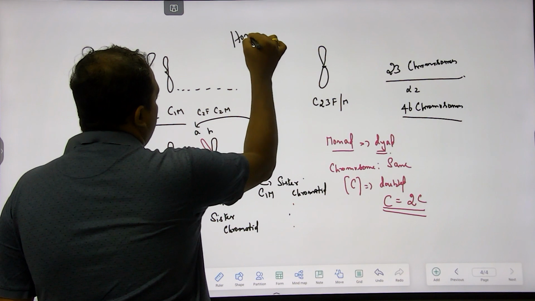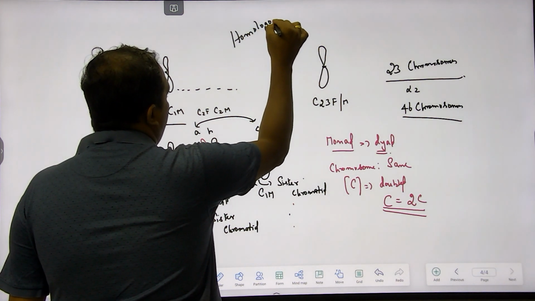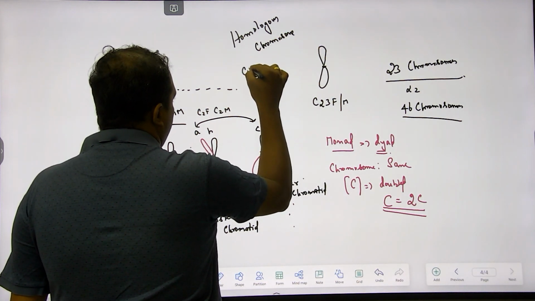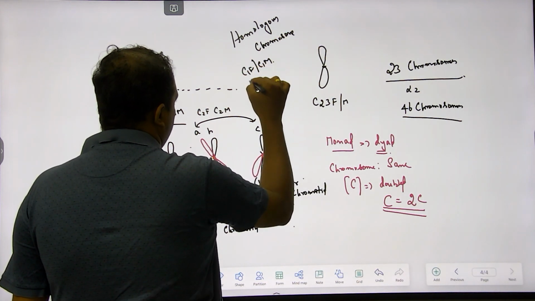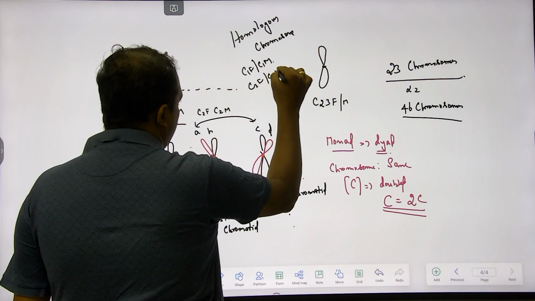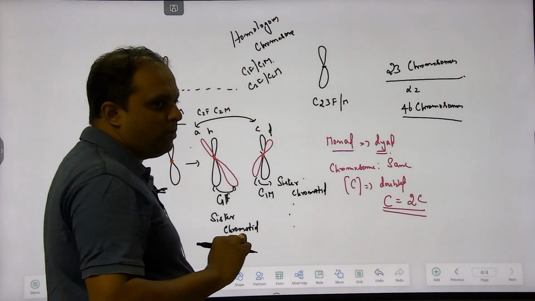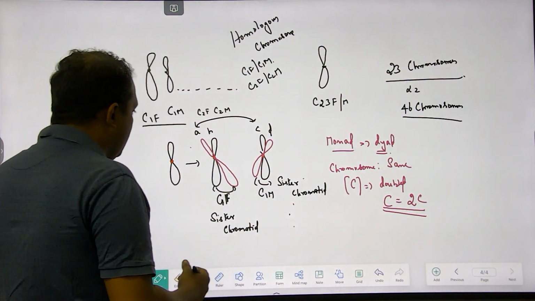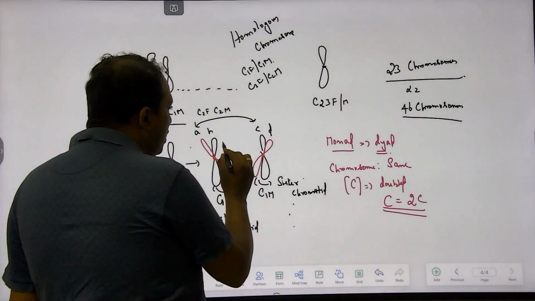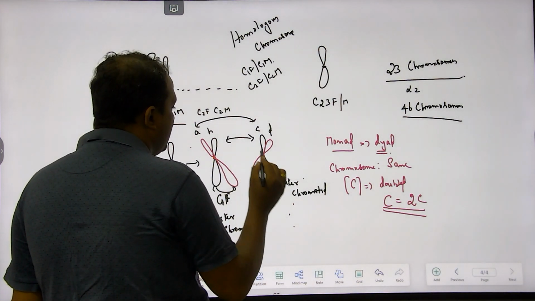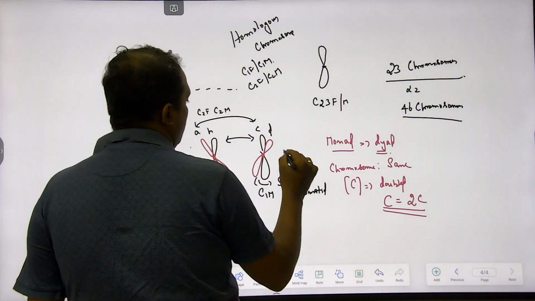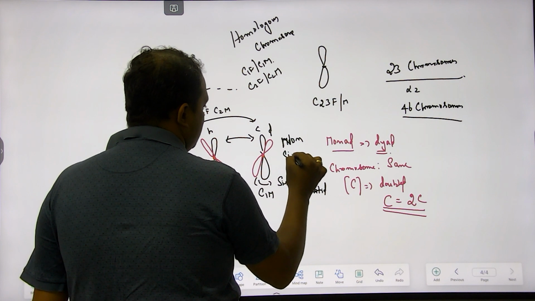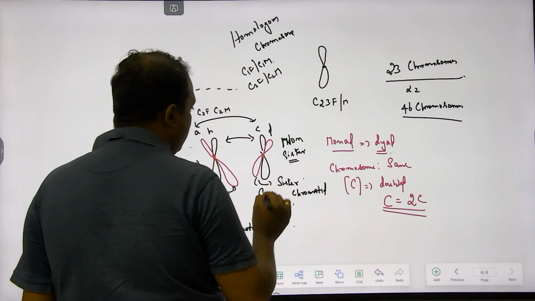I am writing here. You call this a homologous chromosome. You can say C1F, C1M as homologous chromosomes, C2F, C2M as homologous chromosomes. The idea here is the same chromosome but of different parent, you call it a homologous chromosome, right? And the chromatids of homologous chromosomes are going to be called non-sister chromatids. I'm going to write here, these are called non-sister chromatids.